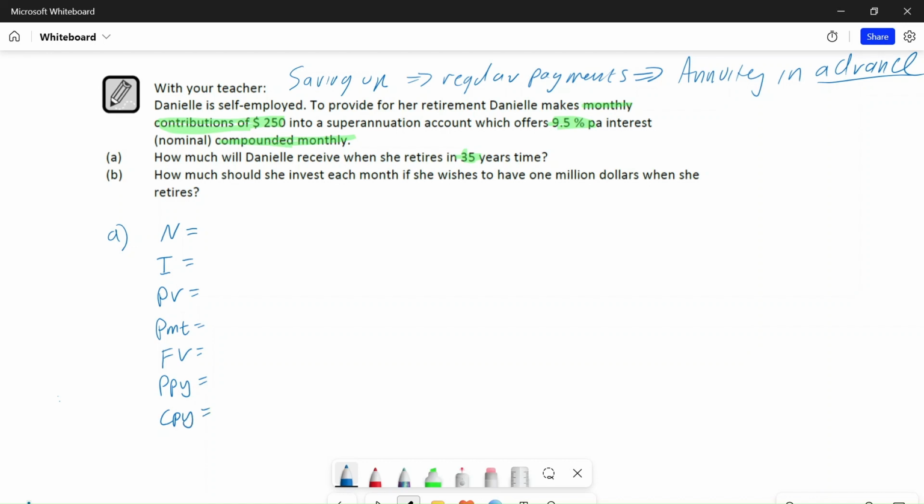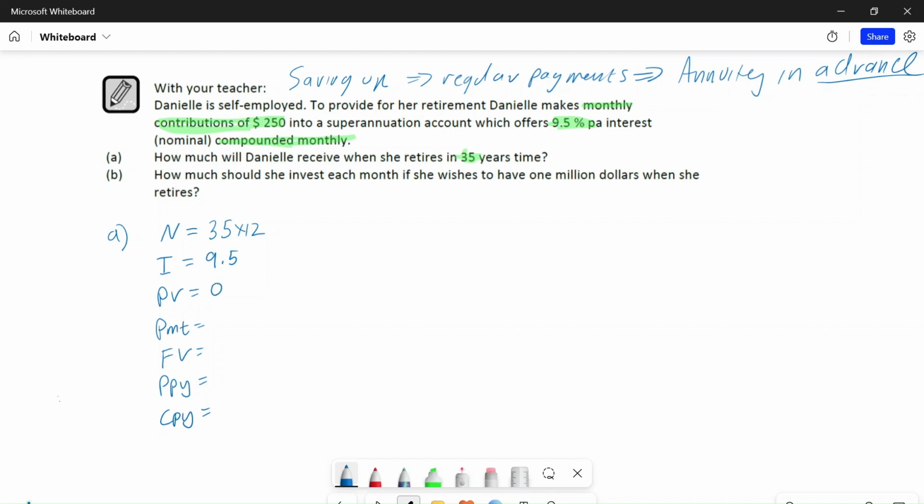All right, so the number of periods. This is 35 years monthly, so 35 times 12. We'll put that into the calculator shortly and it'll figure that out for us, but I want to detail the rest of the inputs first. The interest rate is 9.5%, so we're going to put 9.5 next to the I. The present value. These annuities in advance usually start out, not always, but in the questions we do, with nothing in the account. So our present value is zero.